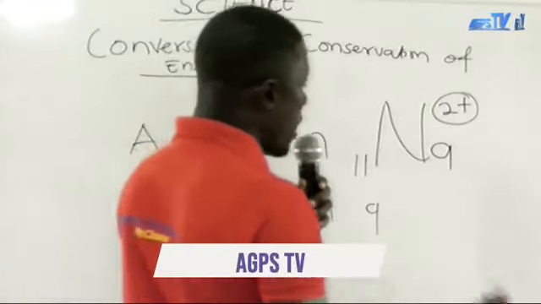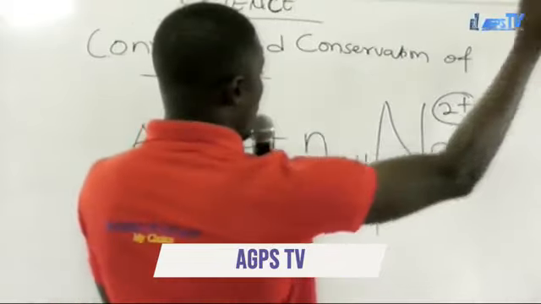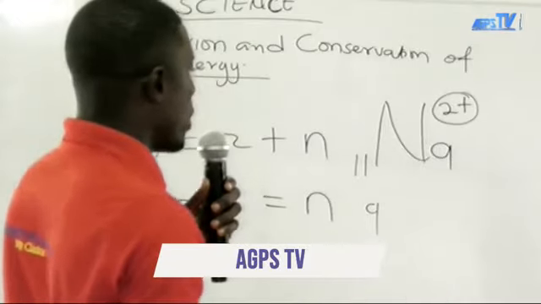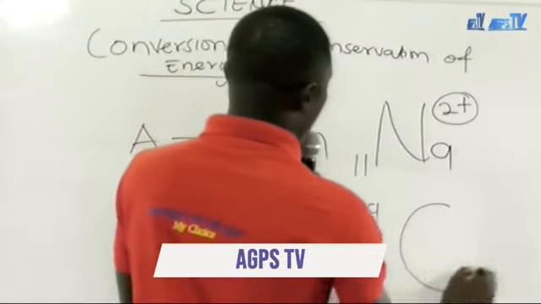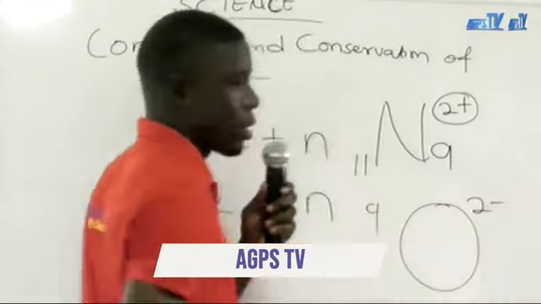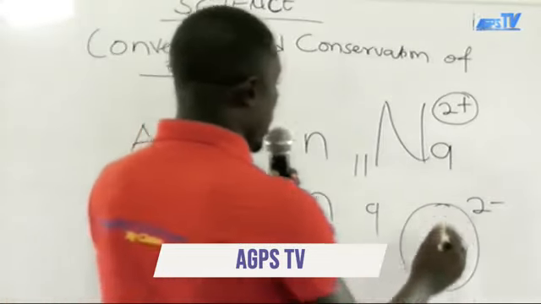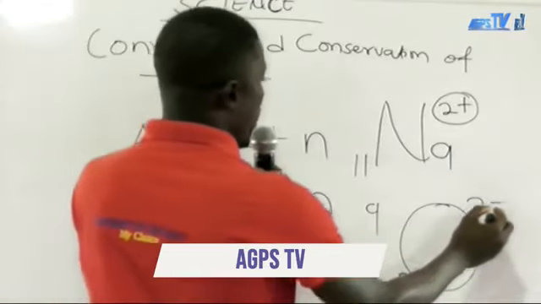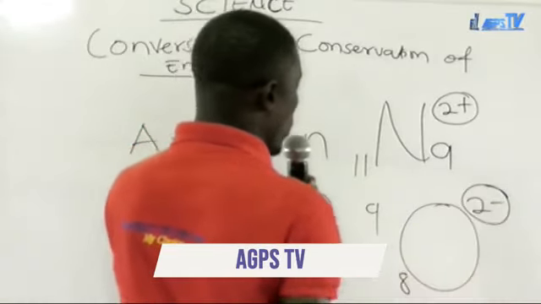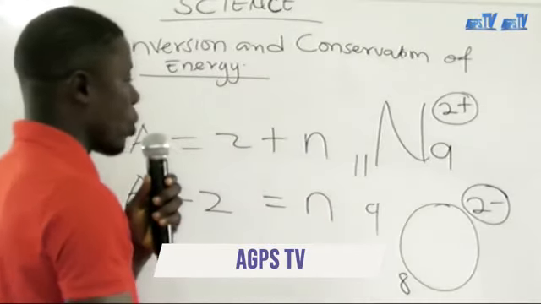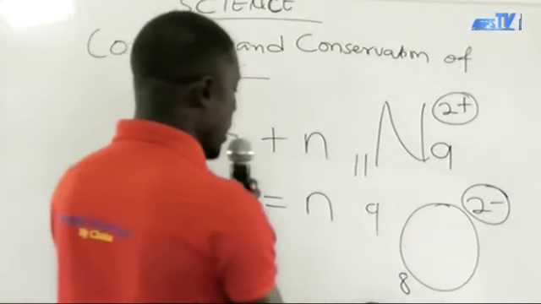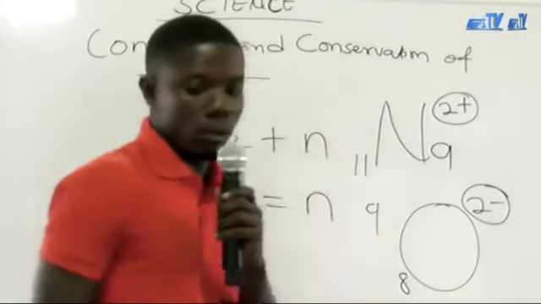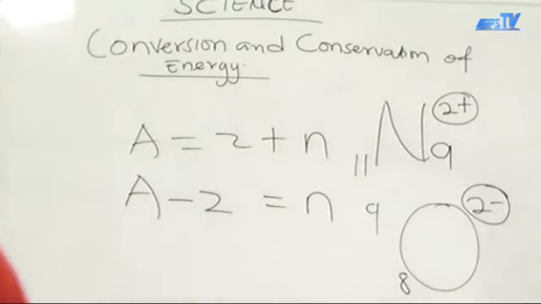If an atom gains an electron, it means that the atom has accepted more electrons to itself. For example, we have O 2 minus. The atomic number of oxygen is 8, and it has gained another 2 electrons. So if you are told to write the electron number of the oxygen, you just add 8 plus 2, making 10. Take note of that. It is very important.